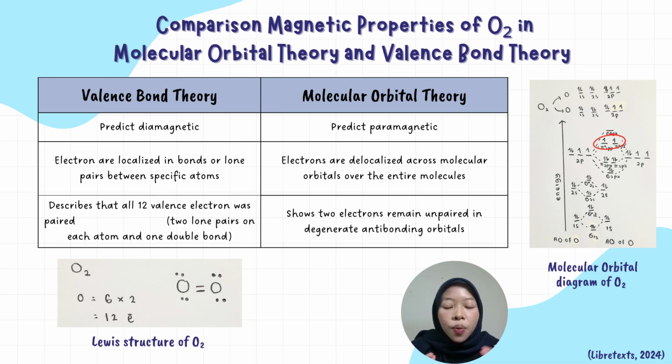When I draw a Lewis structure for O2 in valence bond theory, I get 12 valence electrons that are paired, which is 2 lone pairs on each atom and a double bond in the middle of O2. The double bond consists of a sigma bond and a pi bond, while in molecular orbital theory we get 2 electrons remaining unpaired in degenerate antibonding orbitals.